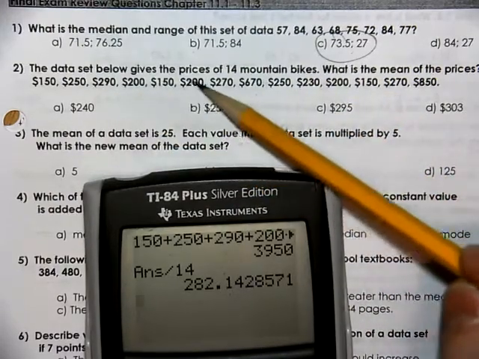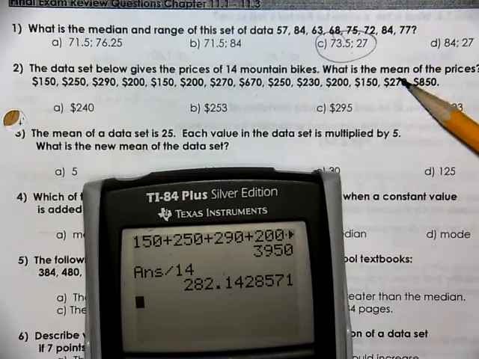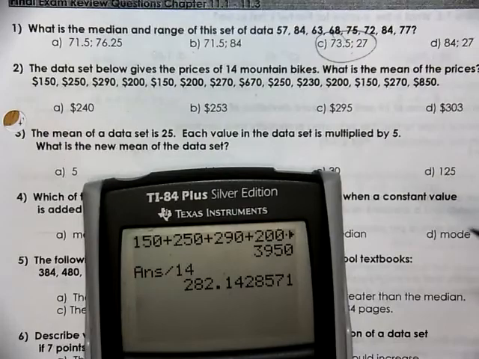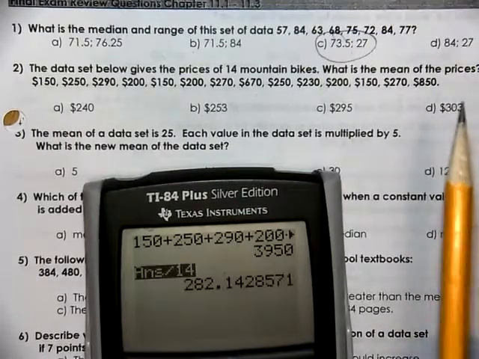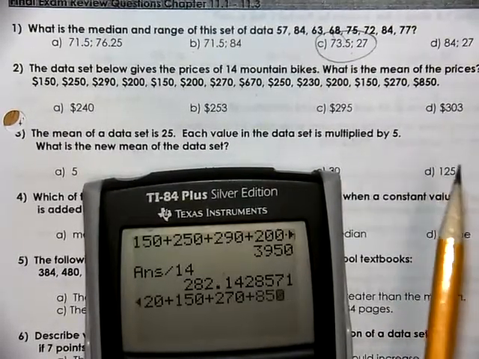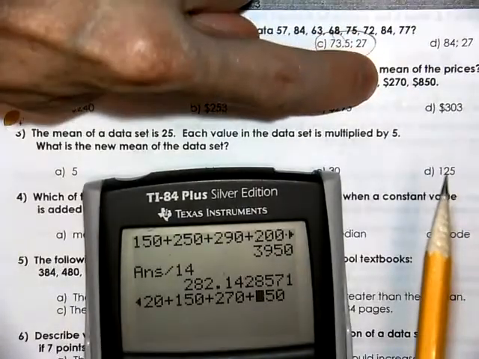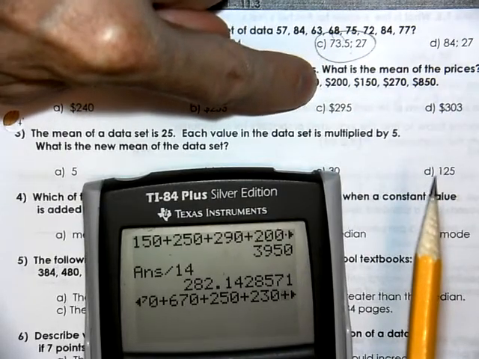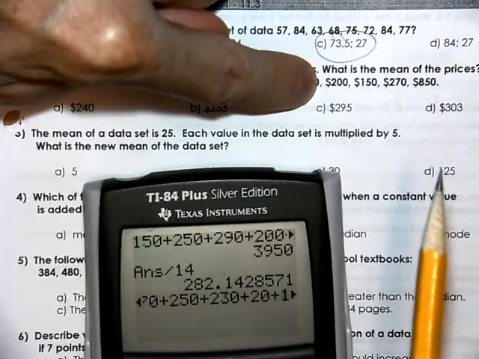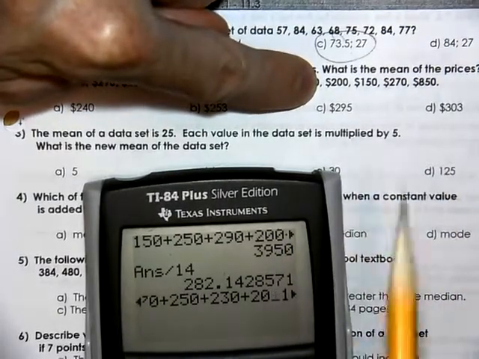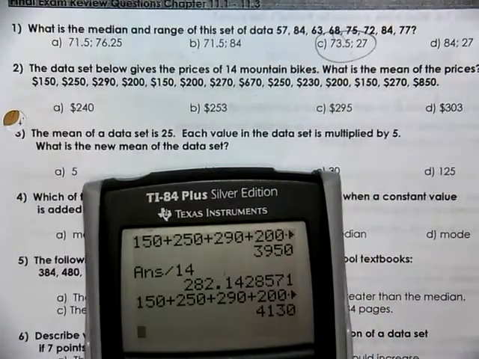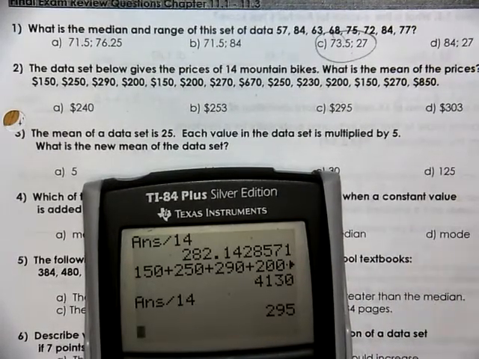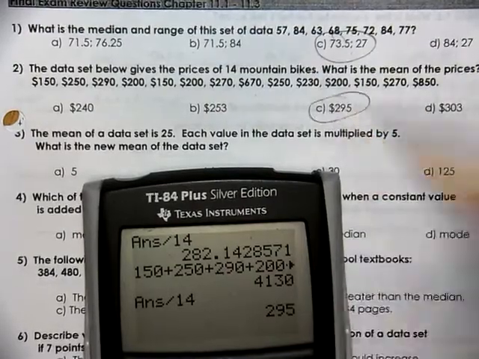The data set below gives a price of 14 mountain bikes. What is the mean, which means the average? I got a different price. Let's check our data. 850, 270, 150. Oh, there it is. Just as I said it, I probably typed it in wrong. That's the advantage of a multiple choice test.